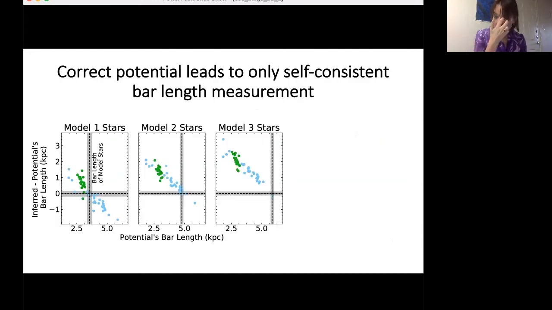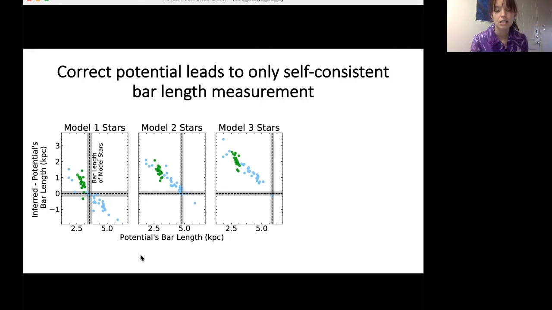And so basically what we do is we select 10,000 random stars from each of our models and calculate orbits for them in a ton of different potentials that have different bar lengths. And what we do is compare the bar lengths that we measure from the orbits compared to the potential bar lengths that we assume to calculate the orbits. And so we also know the bar lengths of the model from which we extracted the initial positions and velocities for the stars, which we show here as this black dash line.